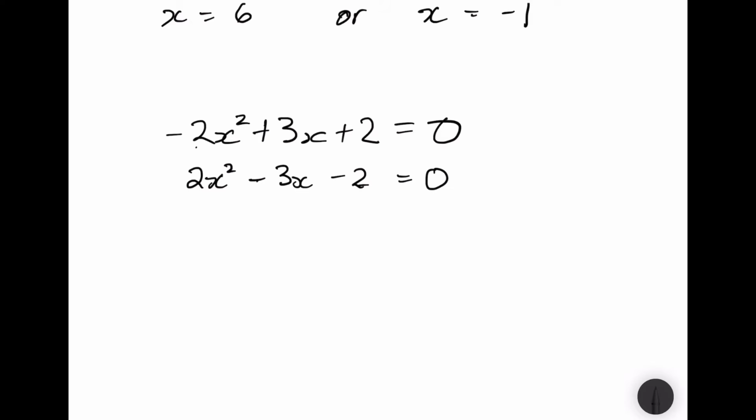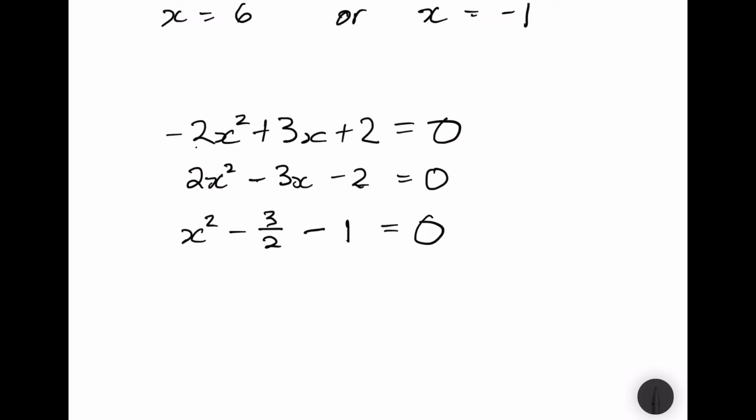Okay, so in this case, what's the first thing that we're going to do? We're going to divide everything by the coefficient of x squared. So I'm going to divide everything by 2. 2 divided by 2 gives me 1. So that becomes x squared minus 3 over 2 x minus, in this case, 2 divided by 2, that will become 1. And this is equal to 0.